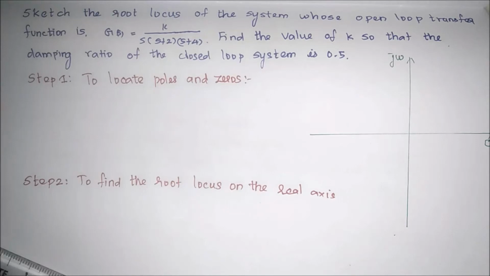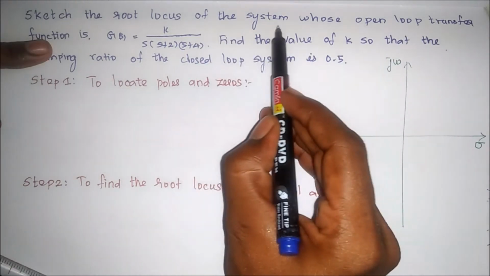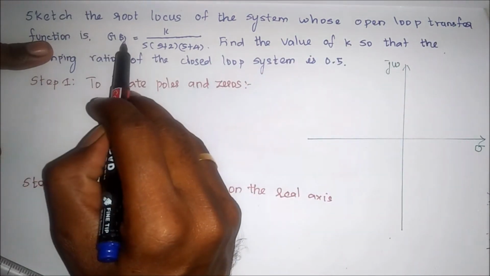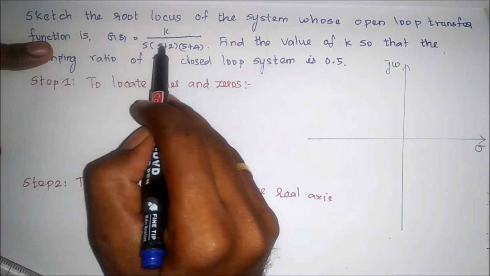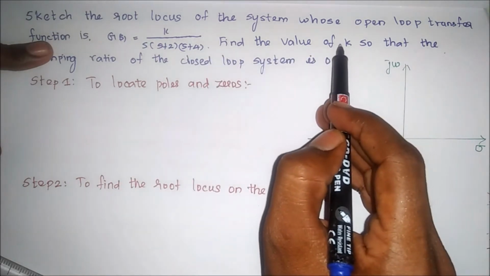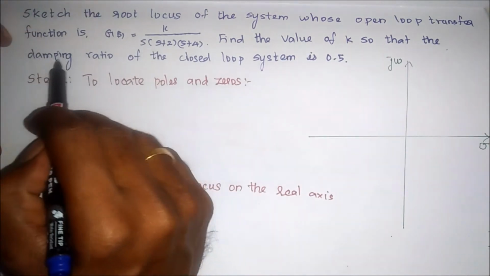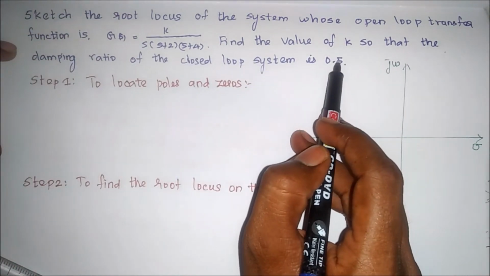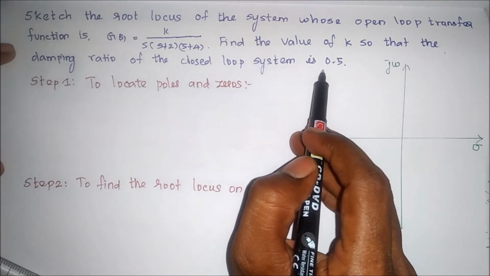In this video, we are going to solve a problem based on root locus. The given problem is: sketch the root locus of the system whose open loop transfer function is G(s) = K / (s(s+2)(s+4)). Find the value of K so that the damping ratio of the closed loop system is 0.5. So first we have to draw the root locus.